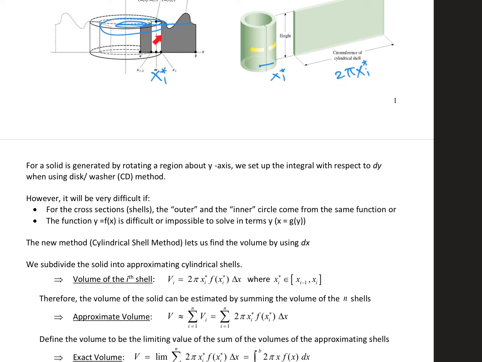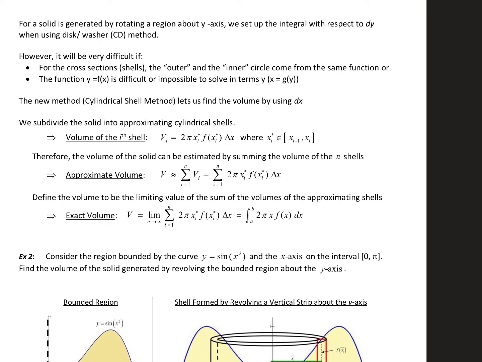How about the height? That's just the function f. So this is the height, f of x_i star, where x_i star is some random sample point. So just plug that into f, and that gives you the height. So that's where they have that. And delta x, that's the thickness. We're going along the x-axis, so that's that. So when you convert that into the integral, 2 pi x star becomes 2 pi x, f of x star becomes f of x, and delta x becomes dx. And it goes from a to b.